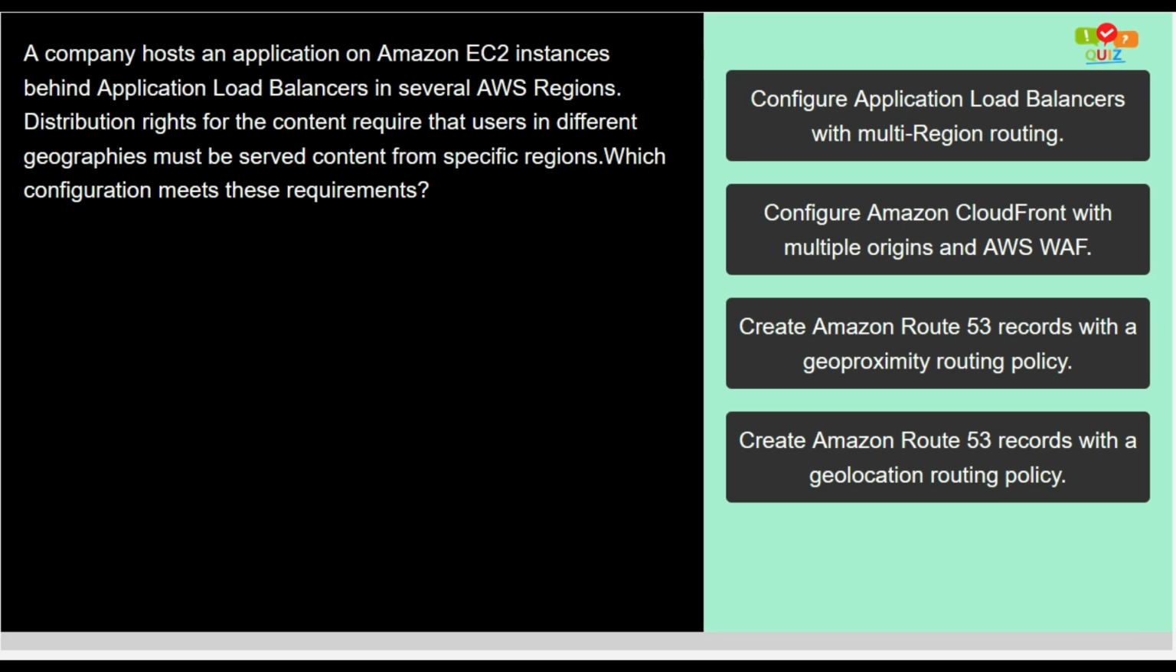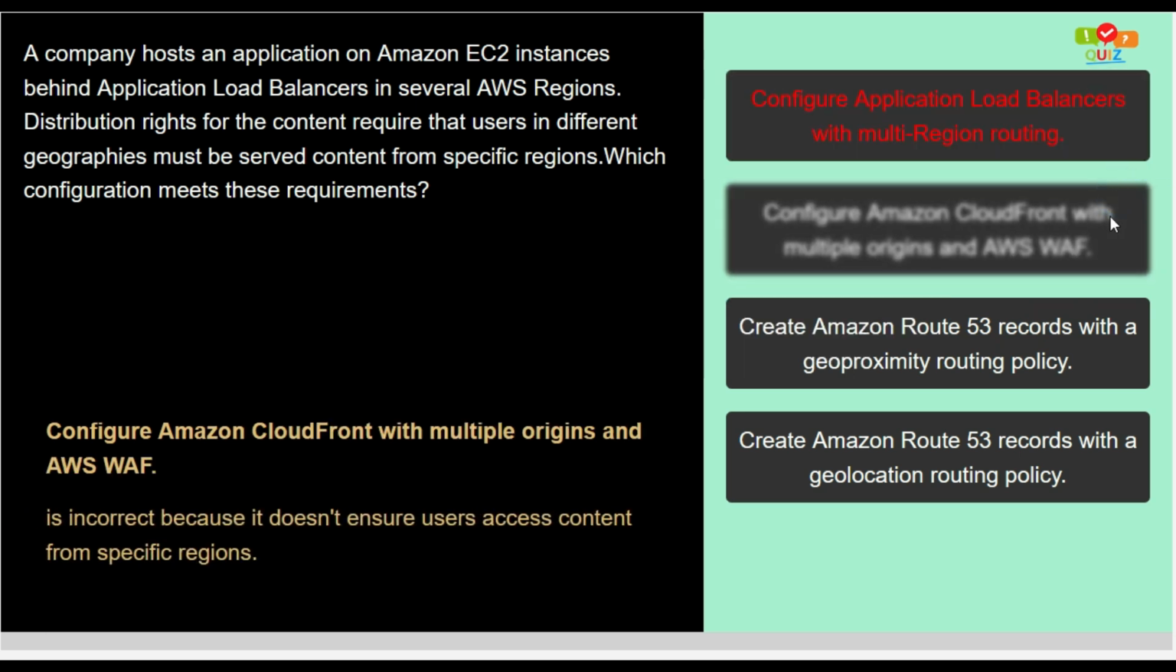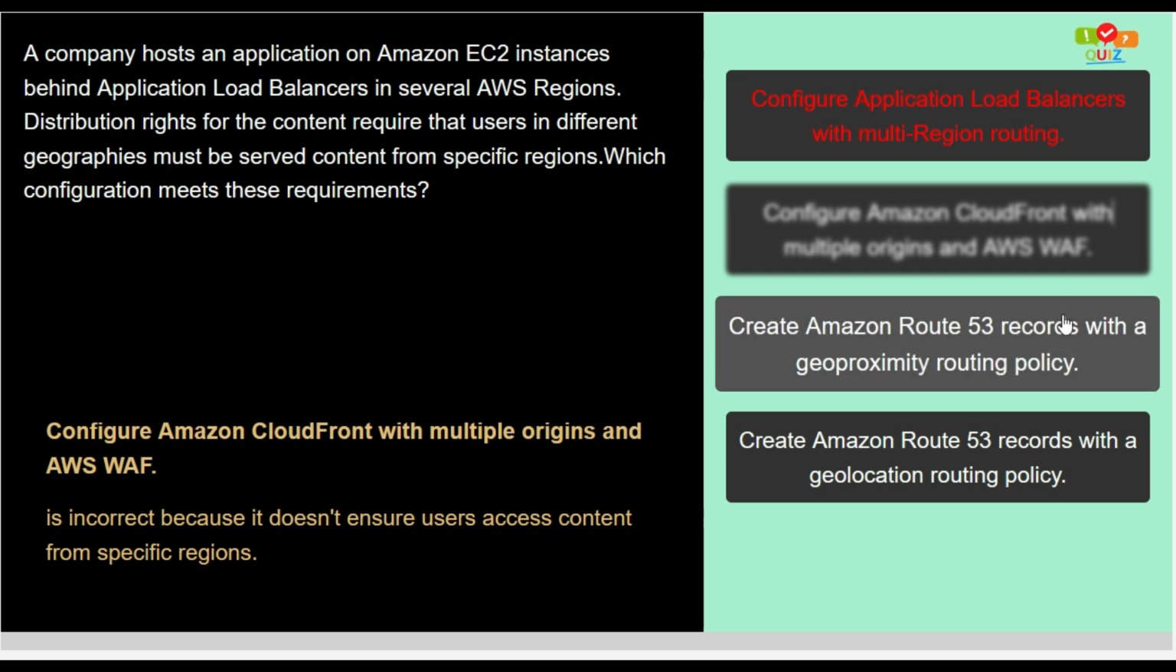Time up. Now let us analyze the answers. Option 1, configure application load balancers with multi-region routing. This option is incorrect because it doesn't consider user location. So option number 1 is wrong. Option 2, configure Amazon CloudFront with multiple origins and AWS WAF. Also incorrect because it doesn't ensure users access content from specific regions. Okay, so option number 2 is also the wrong answer.